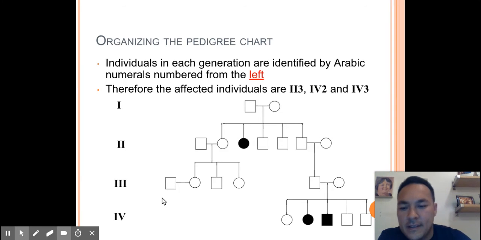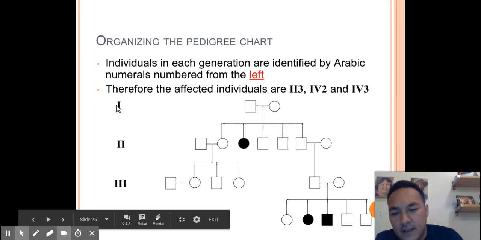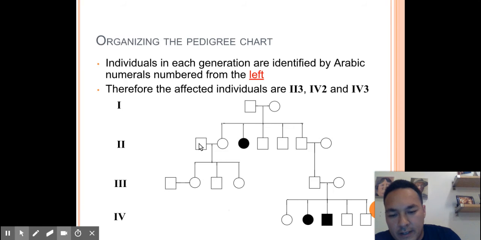We're looking at pedigrees. So we use Roman numerals. This would be I-1, I-2. This would be II-1, II-2, II-3. It just helps us to label everything.